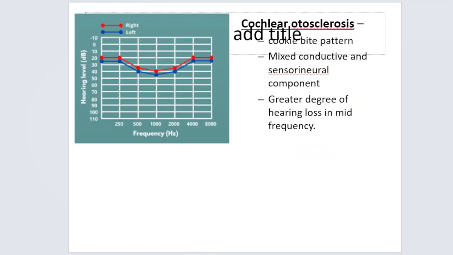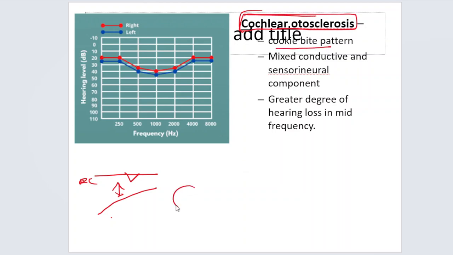Coming to cochlear otosclerosis. So what did we say? Usually the bone conduction is normal and a low frequency conductive hearing loss is seen and there is an airborne gap. Sometimes you will see a Carhart's notch, but sometimes you can see cochlear otosclerosis. In cochlear otosclerosis, you will see a cookie bite pattern. When you take a cookie and you bite it, what you will see is a U-shaped trough, right? That is called a cookie bite pattern. Why is it called a cookie bite pattern? Because this is a mixed conductive and sensorineural component. So both conductive and sensorineural components are there in cochlear otosclerosis.